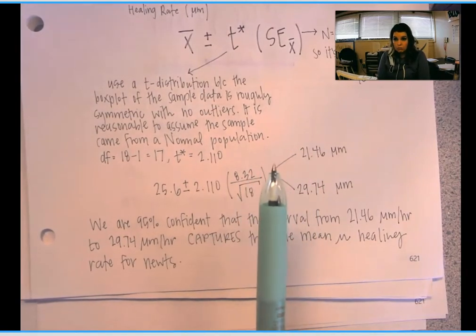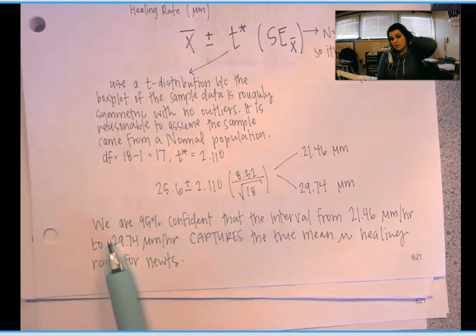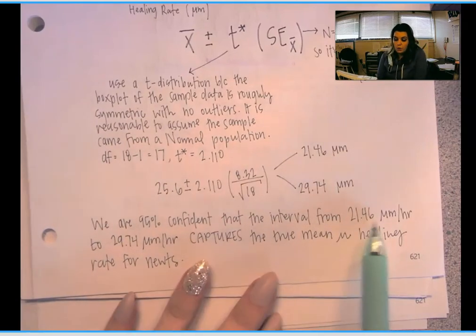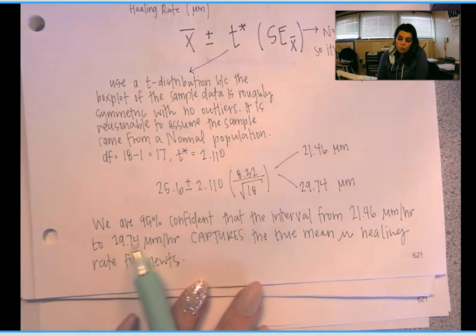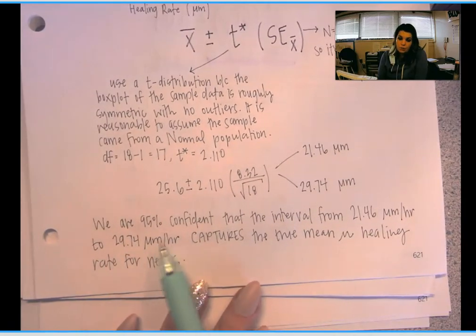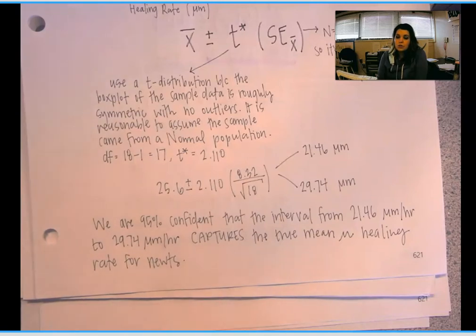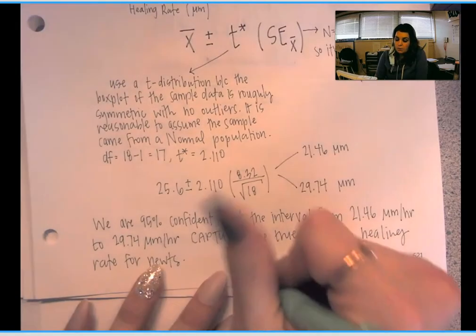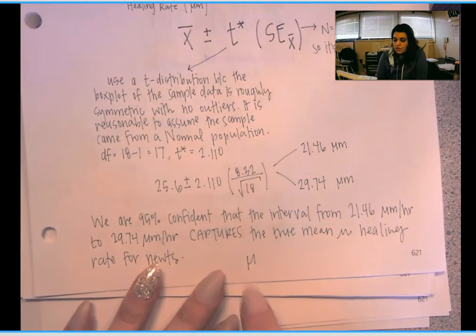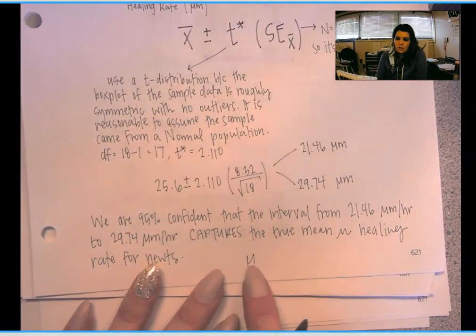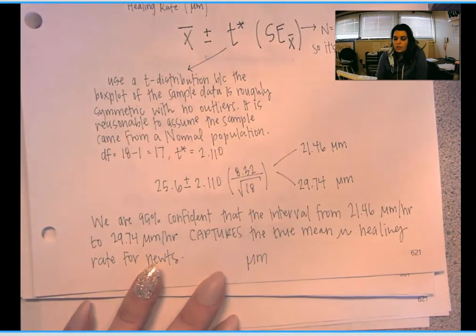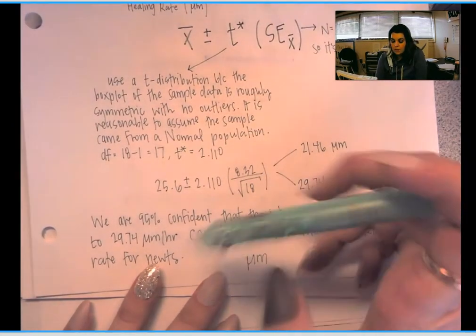Okay, that's fine. My statement is we are 95% confident that the interval from 21.46 micrometers per hour to 29.74 micrometers per hour captures the true mu healing rate for newts. The abbreviation for micrometers looks like this. Mine looks a little bit too much like mu, but it's really this. Or you can just write out the words micrometers.